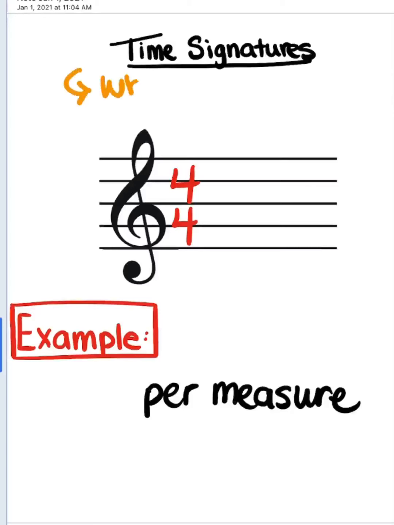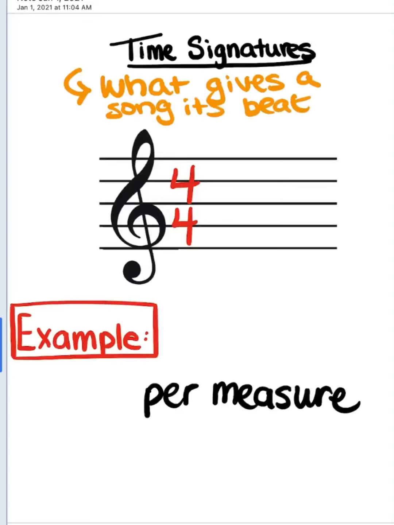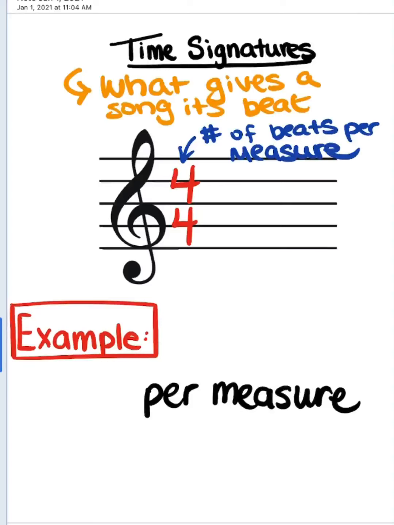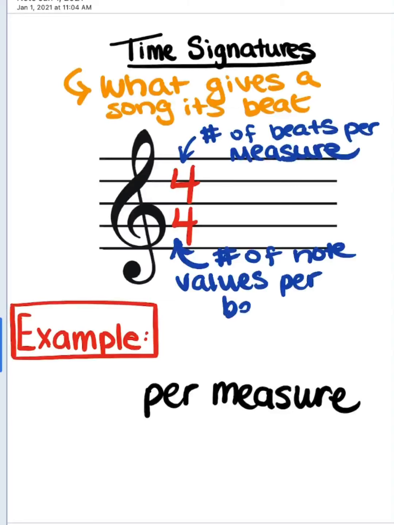In today's video, we're going to talk about time signatures. Now, a time signature is what gives a song its beat. Our first example here is 4/4 time signature, and the 4 on the top represents the number of beats per measure. And this bottom 4 is the number of note values that we have per beat.